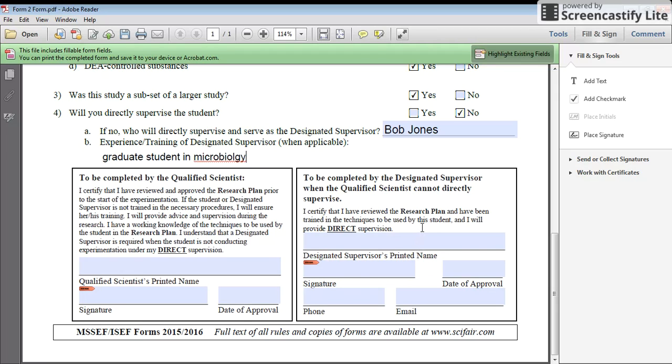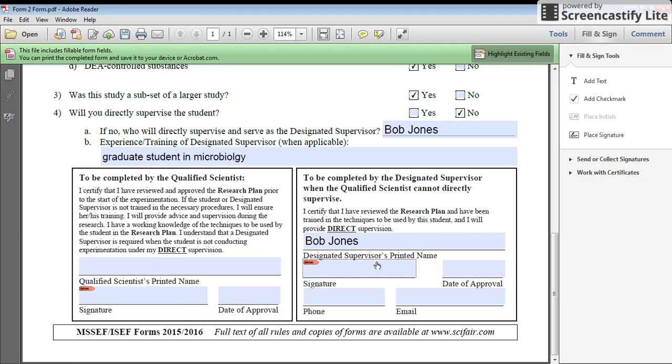The box on this side is asking the designated supervisor, the mentor usually who works most closely with the student. And that's when the graduate student's name would go here. So just like this.